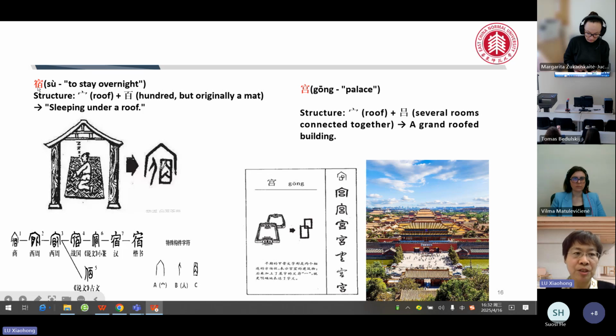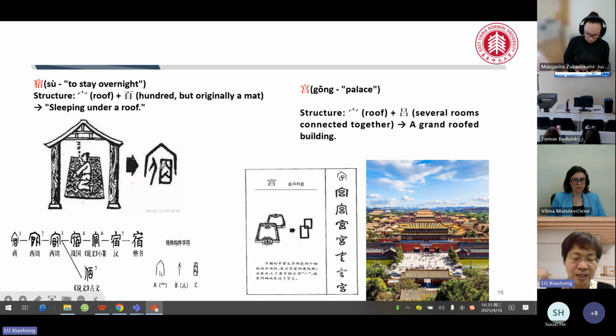Now, here is another word with the 冖 or roof in the upper part. And the lower part, now we write as 百, but actually originally it is only a mat. Here is a person sleeping on a mat under a roof. That is the oracle bone inscription: the left part is a person, and the right part is a mat. A person is sleeping, and then the writing changed into the regular writing.